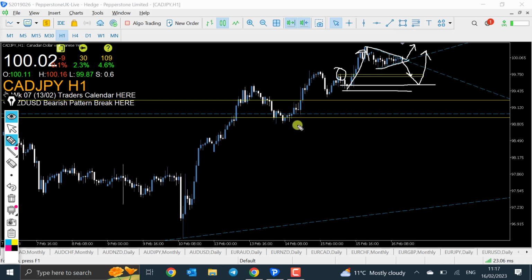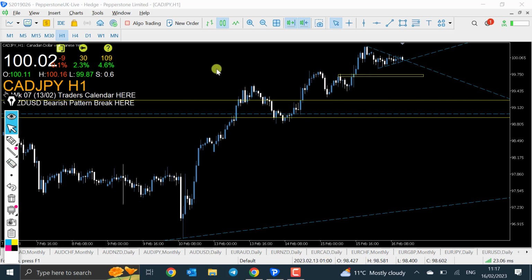and continue higher. If you did get long down in here, that's a great trade. You can secure some profits on this move, maybe even bring your stops up between these lows here, just to give yourself a bit of breathing room for the market to continue higher.